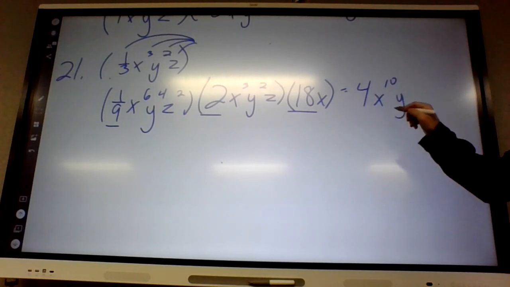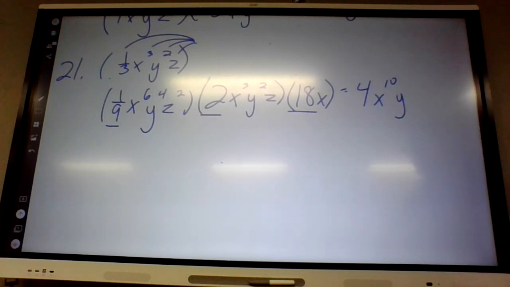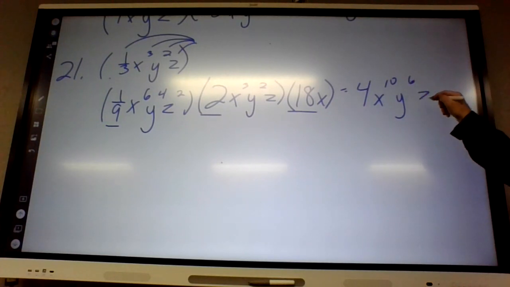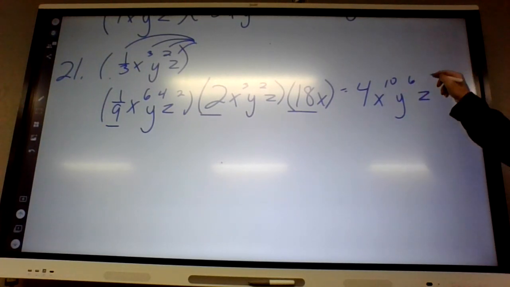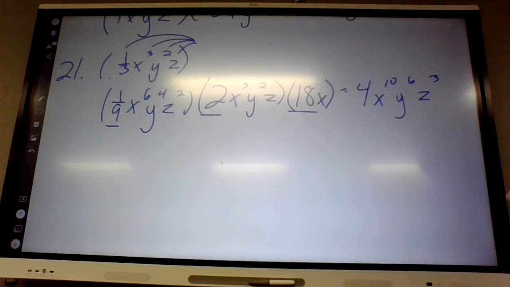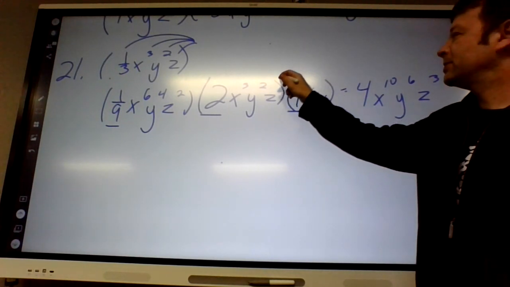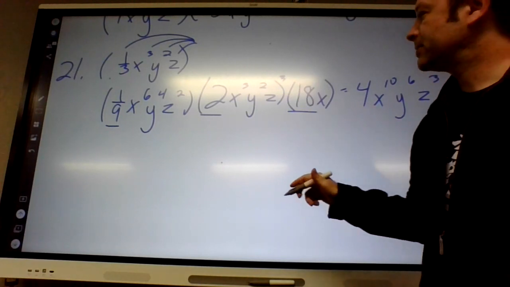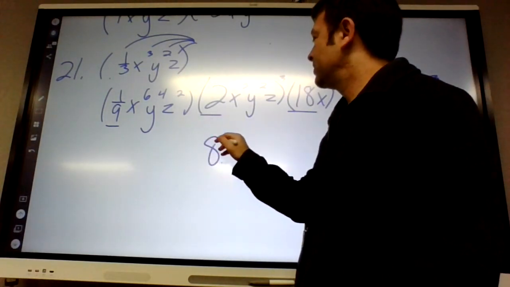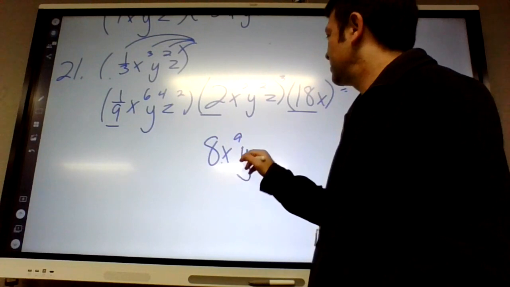10. How many y's do we have? 4, 6. 6. And z's? Wait, Mr. Jordan? 3. Did I copy something wrong? Yeah, the second parenthesis is cubed. It's like 2x. Oh, there was a 3 up here? Yeah. Darn it.